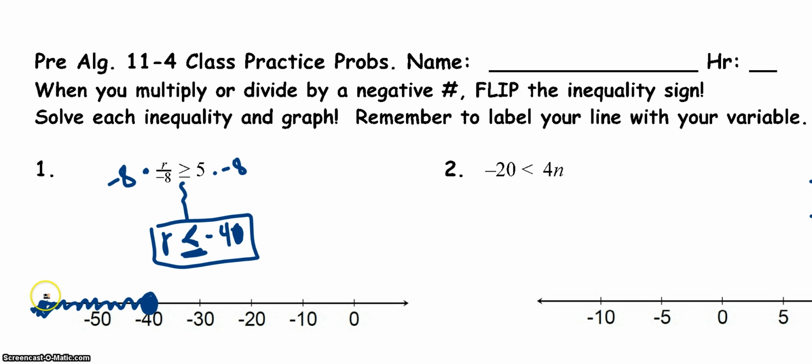Along with shading your inequality, you also have to put your variable underneath your line. It can go on either side, it does not matter. I have more room on the right side, so that's where I'm going to put it.